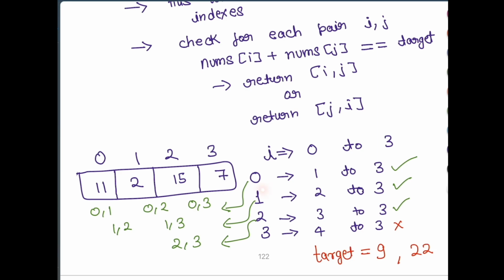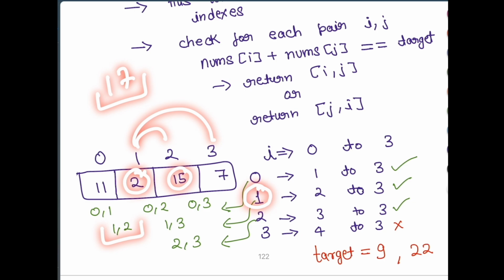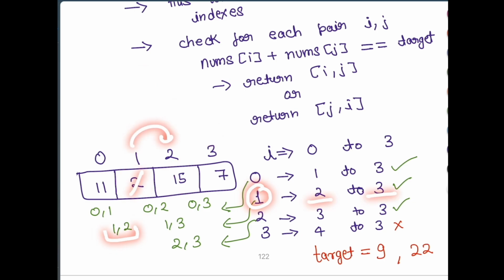So let us check for this one. When i is equal to 1, then the different pairs which we can form are 1, 2 and 1, 3. For 1, 2, the elements are 2 and 15. When you add them, the sum is 17, which is not equal to our target, 9, right?